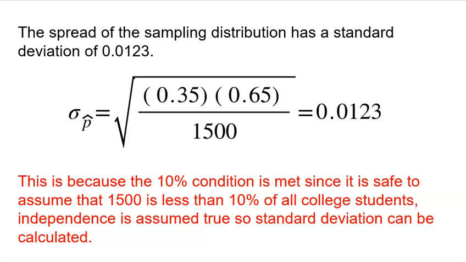But, wait a minute. We could only calculate standard deviation if we have independence. Technically, we don't because we're not sampling with replacement. But because it's safe to assume that 1,500 college kids is under 10% of all college kids. Guys, come on. There's millions of college kids in this country. 1,500 of them is definitely under 10% of all of them. So basically, taking out 1,500 isn't going to make that big of a difference. So I can assume independence is true.